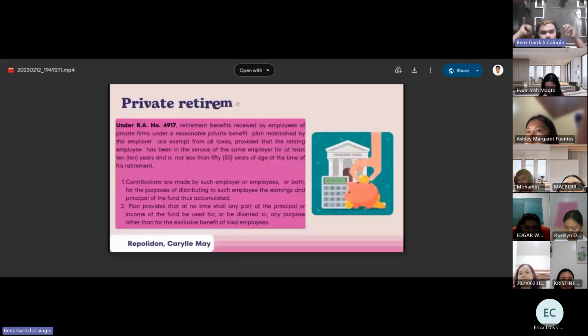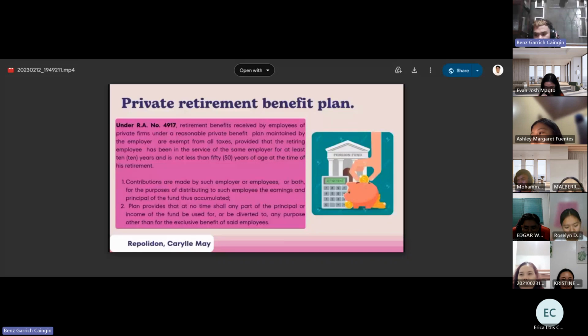Private Retirement Benefit Plan. Under RA number 4917, retirement benefits received by employees of private firms under a reasonable private benefit plan maintained by the employer are exempt from all taxes, provided that the retiring employee has been in the service of the same employer for at least 10 years and is not less than 50 years of age at the time of his retirement.